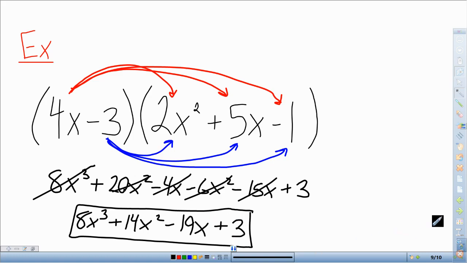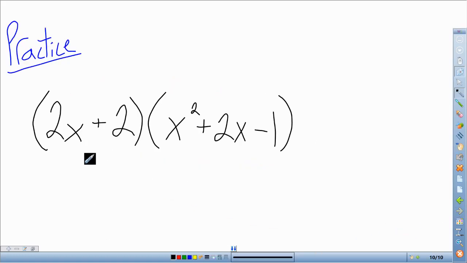Okay, so last thing, I'm going to have you guys try one of these. Go ahead and multiply this binomial times this trinomial. Try it out.